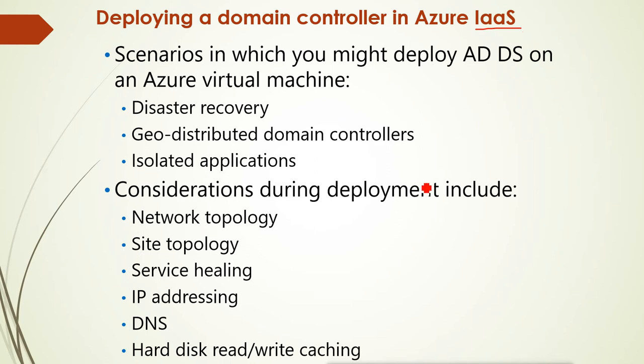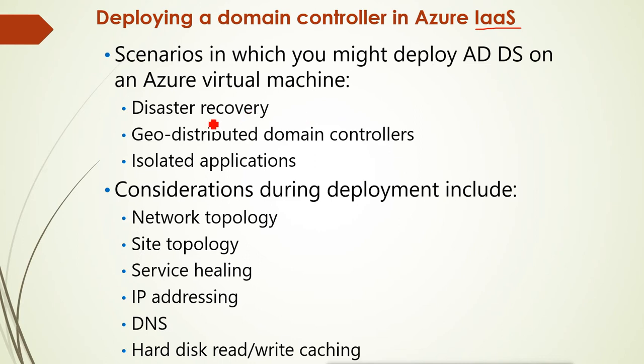That is providing the hardware, the virtual hardware or virtual server, for the organization. So in scenarios in which you might deploy AD DS on an Azure virtual machine, we get the virtual machine from the Azure cloud services, and we can install Active Directory services on that also. Now, what are the scenarios?